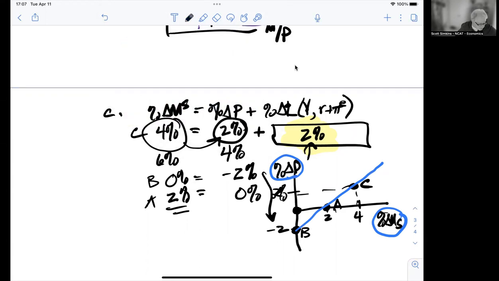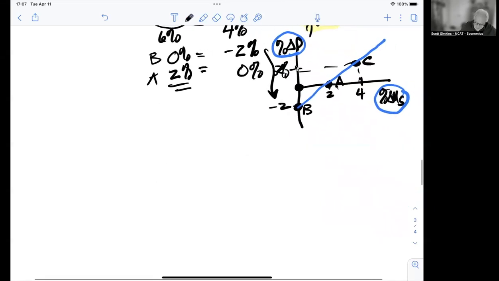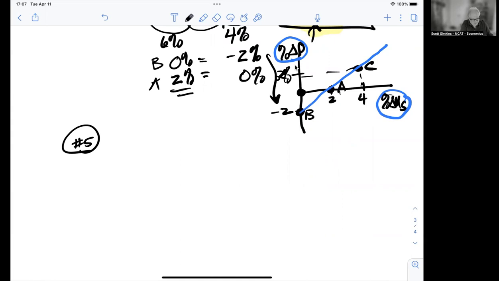Again, question number 4 is very similar to the questions that were asked in homework number 5. So question number 5: the Federal Open Market Committee at the last FOMC meeting decided to raise the federal funds rate 0.25%, even though beforehand they were thinking about 0.5%.